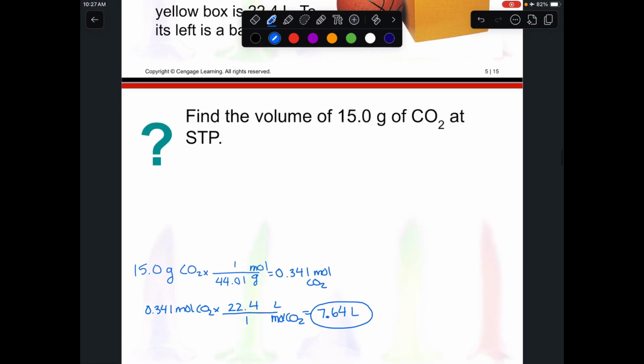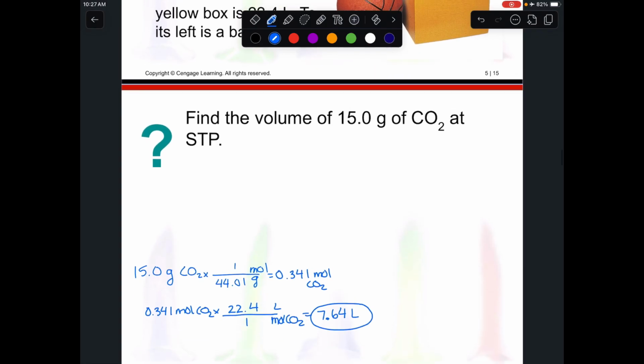So find the volume of 15 grams of CO2 at STP. So here you go. It says STP. You have to understand that means 1 ATM and 273 Kelvin. Now, this is a pretty easy problem. The only thing you have to utilize is changing your grams to moles, because we know this relationship to be 22.4 liters per mole, which is the same as saying 22.4 liters per 1 mole.